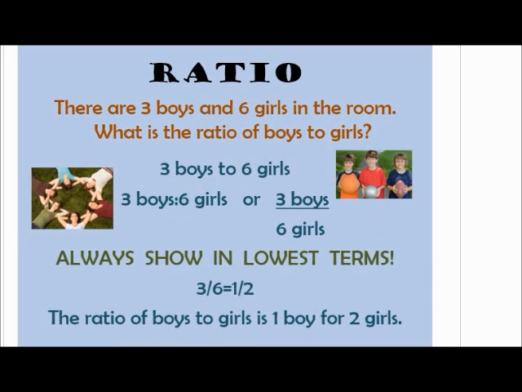When we're looking at ratios, we want to show our ratios in their lowest terms. So if it's 3 to 6, we're going to simplify this fraction to its lowest terms, or simplify the ratio to its lowest terms. So divide both numbers by their common factor, the greatest common factor, and you will reduce it to 1/2. So always show them in lowest form.